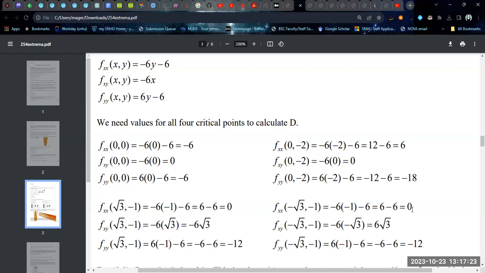And then for this one, same deal. Plug this in, I get a 0. I plug this into my mixed partial, I get the square root. I'm going to plug this one into my second derivative for y, and I'm going to get negative 12, but it's 0 times negative 12 minus the square of the mixed partial, and I'm going to get a negative.